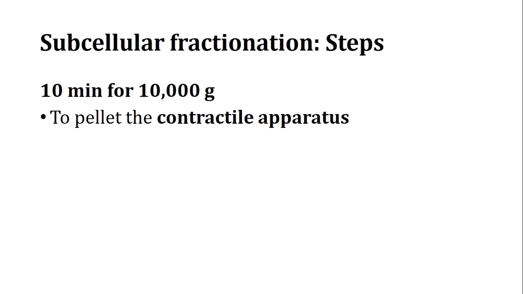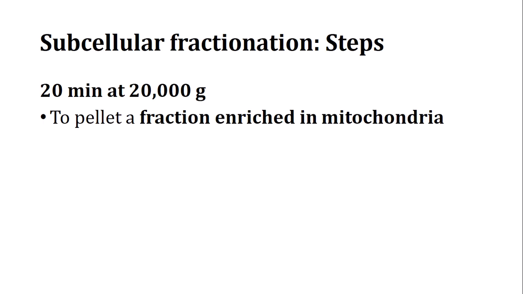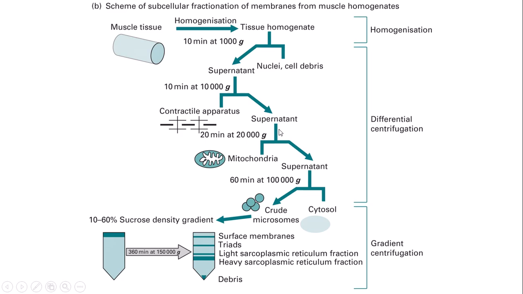The next step is performed for 10 minutes at 10,000 G, and it pellets out the contractile apparatus, which is the next heavier part. Then we process the supernatant at 20,000 G for 20 minutes, and now the pelleted fraction is enriched in mitochondria. This fraction, the mitochondria, is a very prominent part of muscle tissues.